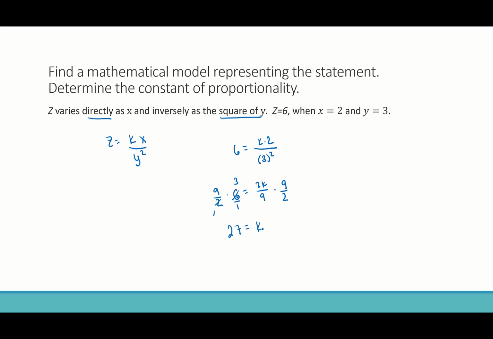So I have my constant of proportionality. I'm ready to set up the model. We're going to say that z equals 27x over y squared. And we're going back to putting in our variables as they're given. So that way now we can plug in new variables and get different variations as we go.